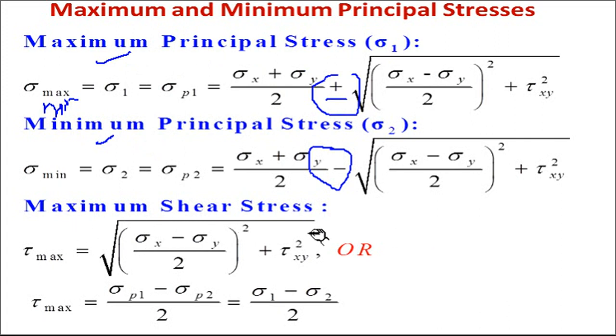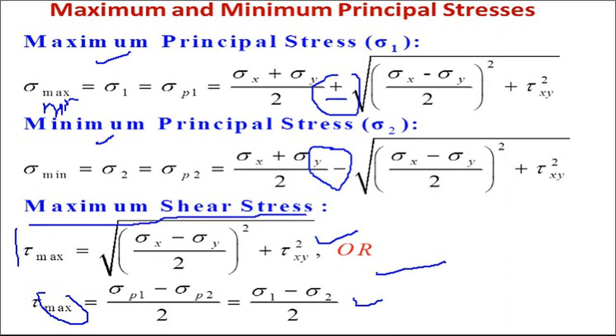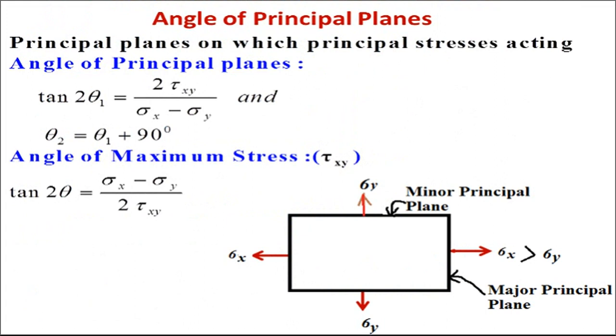And to find the maximum shear stress, if you know sigma 1 and sigma 2, or sigma max and sigma minimum, you just take half of the difference. So here you can see (sigma 1 minus sigma 2) by 2 gives the tau max, or you can use this particular equation also, no problem. Now today we will discuss 2 to 3 numericals.